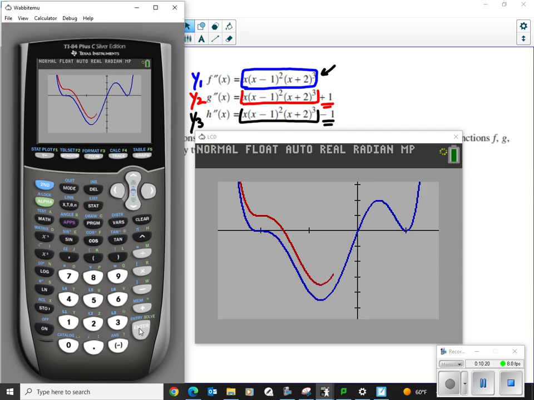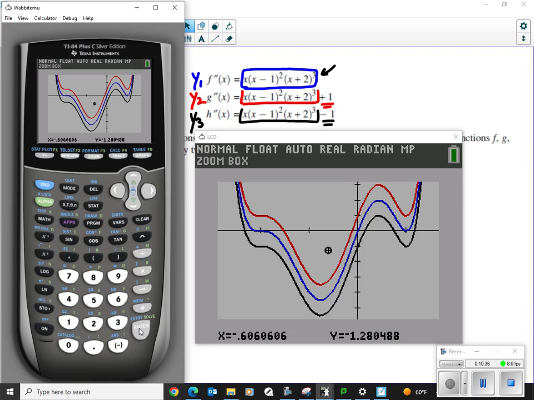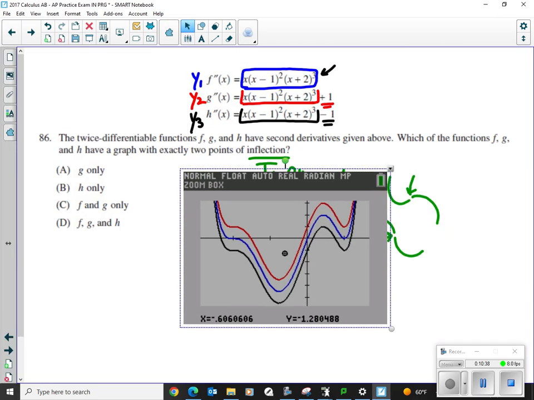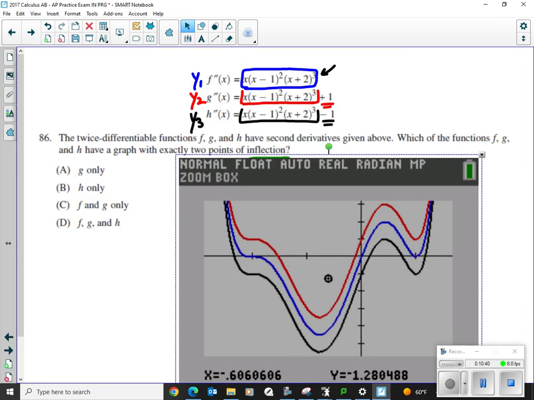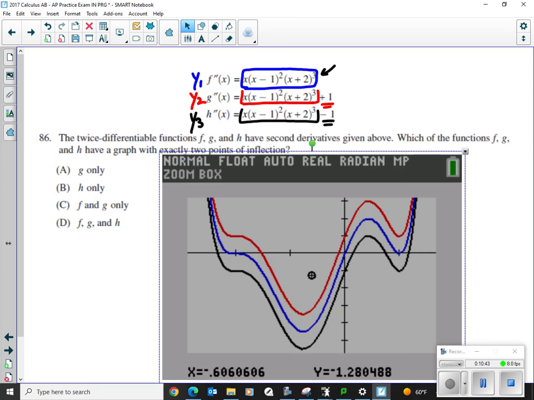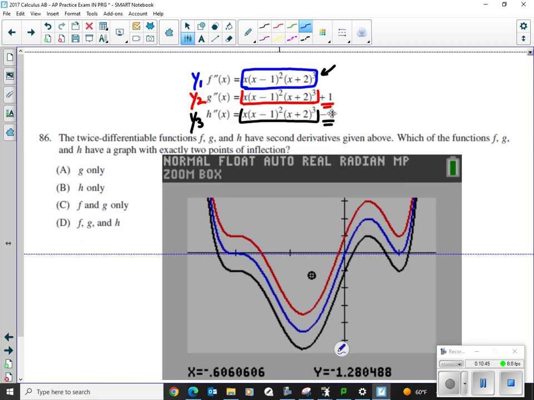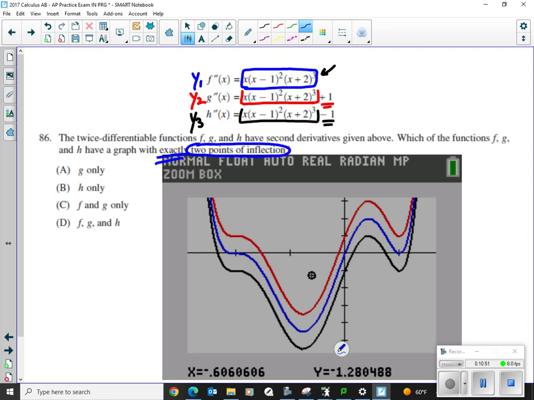As soon as this gets done, you can now see the separation clearly between the red line, the blue line, and the black line. That's really going to help us when we determine the answer to this question. All right, here we go. Bring this out here. Remember, I want to see where my second derivative changes from positive to negative. But I want 2 points of inflection only. Exactly 2 points of inflection.